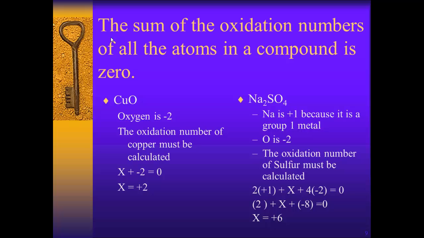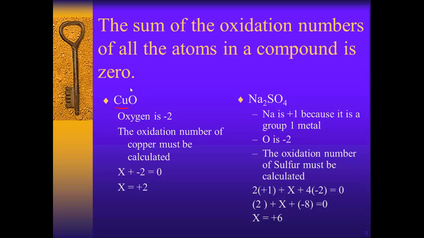This next rule, one of the big rules: the sum of the oxidation numbers of all the atoms in a compound is 0. So we look at copper oxide. We don't really have any rules for copper. It's a transition metal. There are lots of elements that have many different oxidation numbers, and if you look on some periodic tables, they will list the different available oxidation numbers. You probably saw in previous chemistry that copper can form different ions, and likewise it can have different oxidation states. So the transition metals we have to solve.